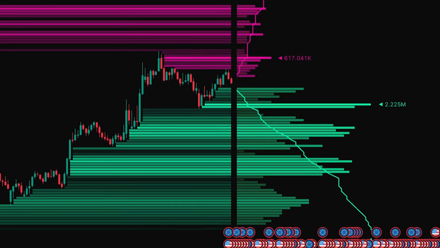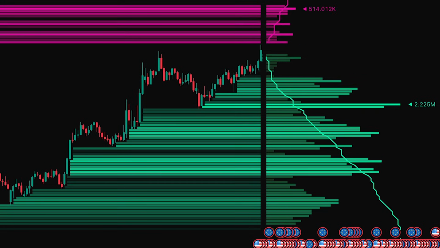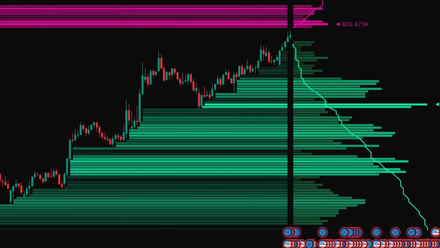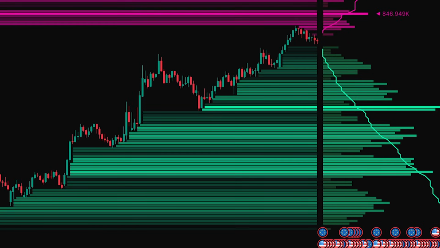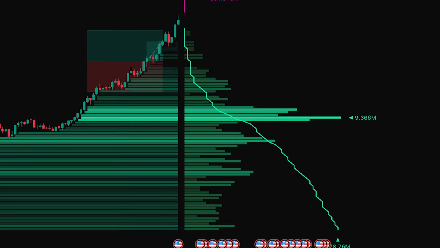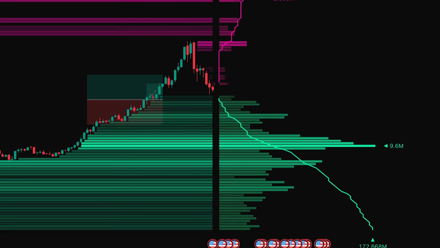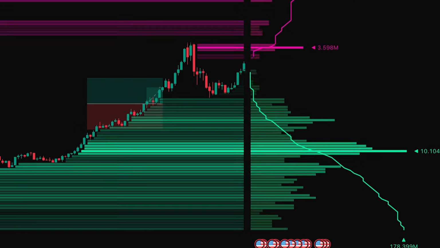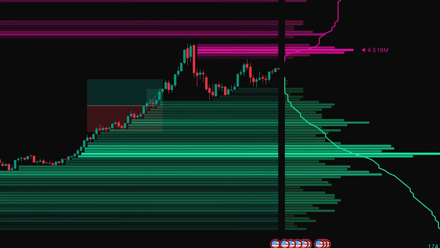Use the green zones for long entries and protection, the red zones for take profit targets and short setups, and always watch how price reacts around untouched levels and the POCs. Combine it with your existing strategy, keep your risk tight, and you'll start seeing the market in a whole new way.